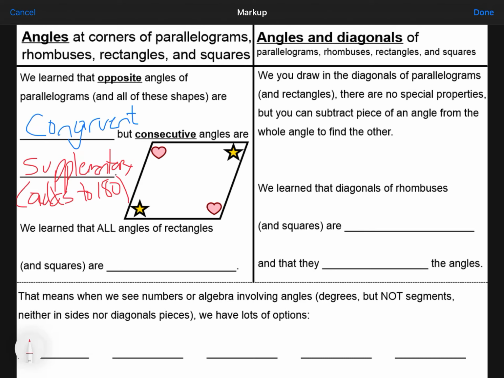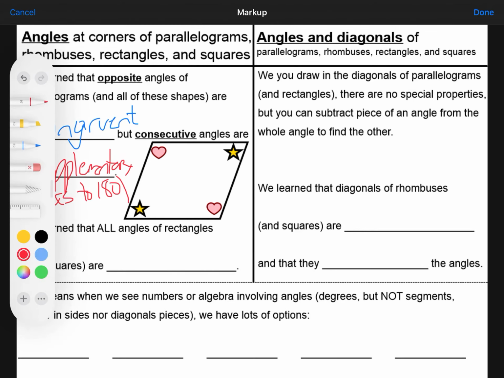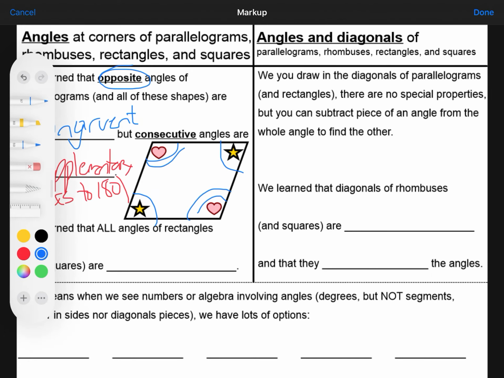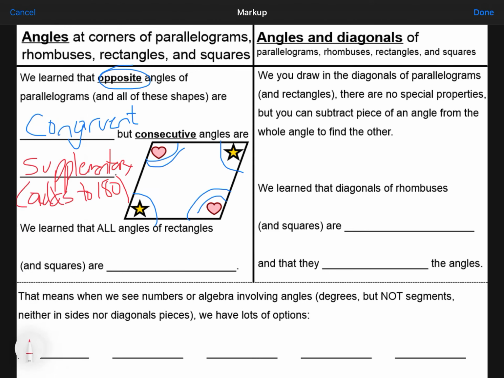All right, so just to be careful in what we're talking about here, opposite angles are congruent, like this star is equal to this star, like this heart is equal to this heart. However, the other ones are not congruent. A star is not equal to a heart. They are not the same. Instead, those add to 180 degrees. So there is two options with angles.